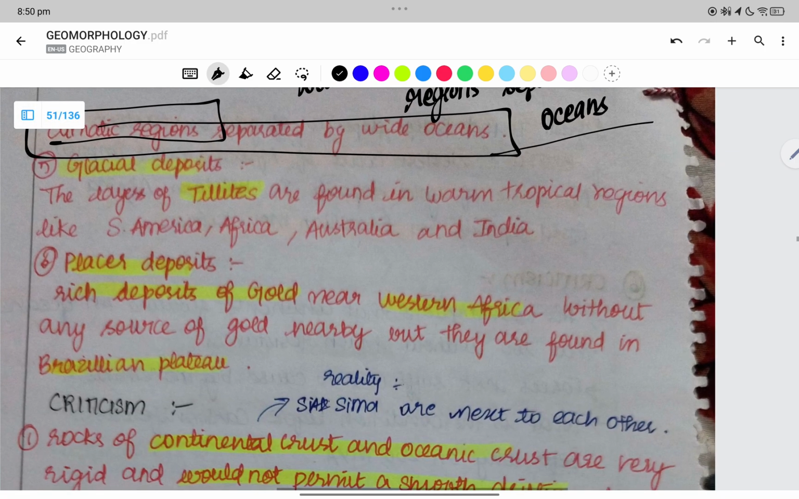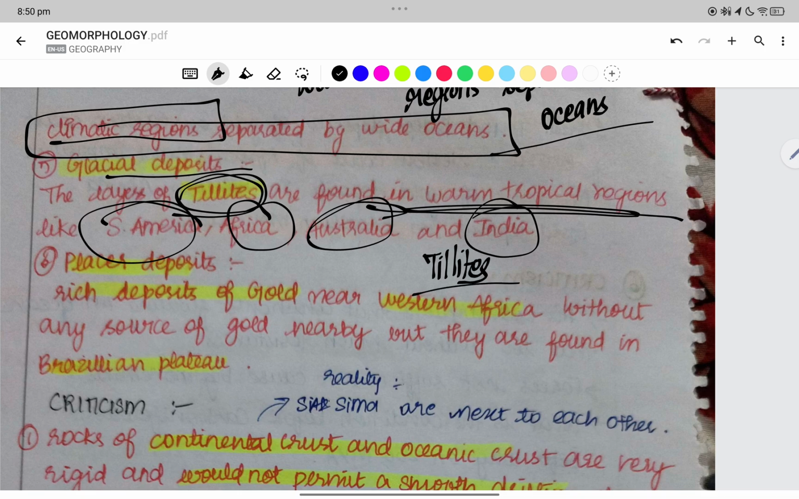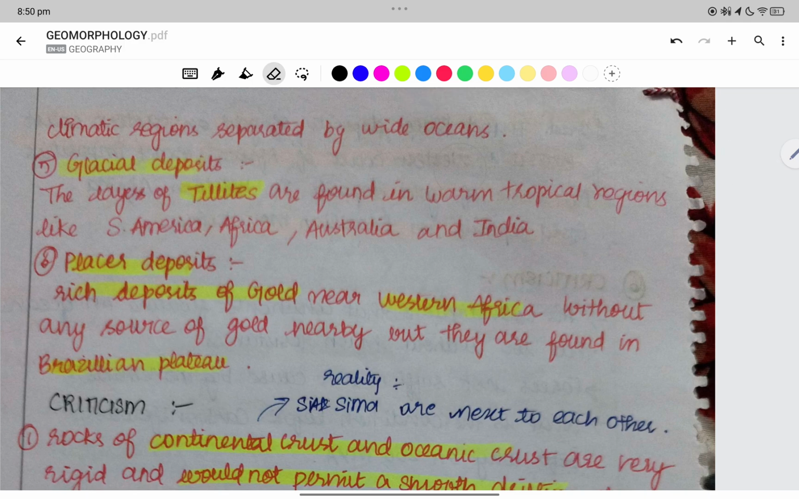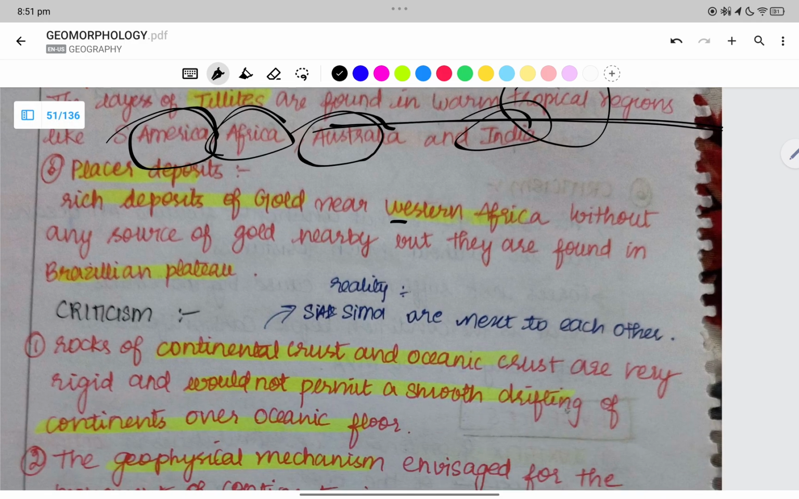Now, glacial deposits, which we call tillites, are found in warmer regions like India, Africa, South America and Australia. The glacial deposits, tillites, are also found in these warm tropical regions. Placer deposits are found in Brazil and Western Africa.